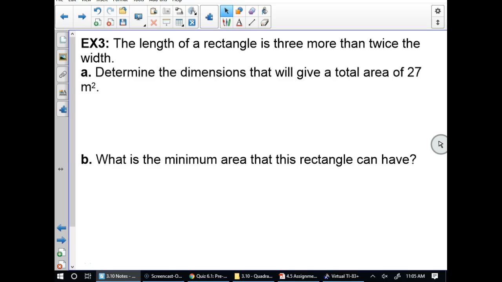The length of a rectangle is 3 more than twice the width. Determine the dimensions that will give a total area of 27 meters squared.